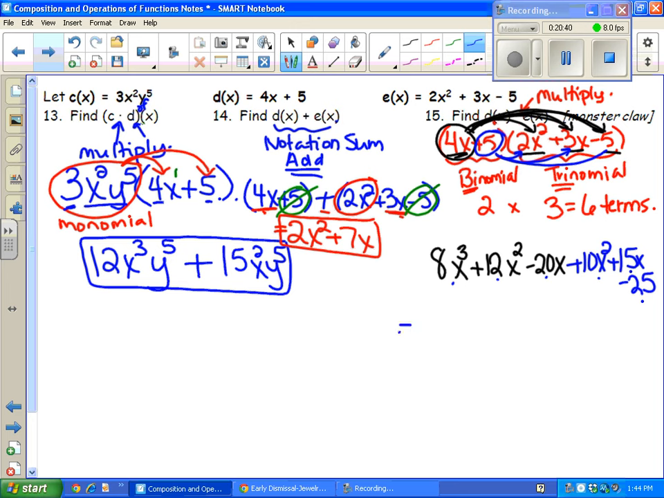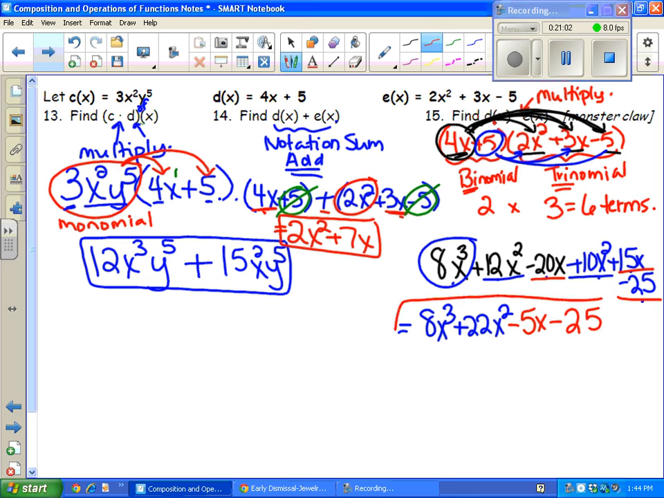To finalize this up, I'm going to combine like terms. That's the only x to the third I have. I do have 12x squared and 10x squared for 22x squared. And then I have minus 20 plus 15 would be minus 5x. And then minus 25 is the only number I have without an x. So that's my final answer.